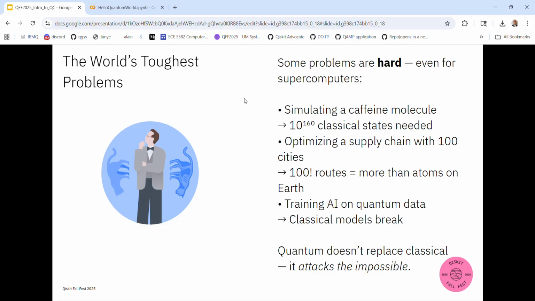If you want to optimize a supply chain with 100 cities that are all connected to each other, that's 100 factorial routes. That's more than there are atoms on Earth. So even if you could represent a bit with every atom on Earth in a classical computer, you couldn't recreate this. You couldn't represent the entire system at one time. Training AI on quantum data, we also see that classical models break whenever we are dealing with quantum effects, trying to represent them with classical physics.